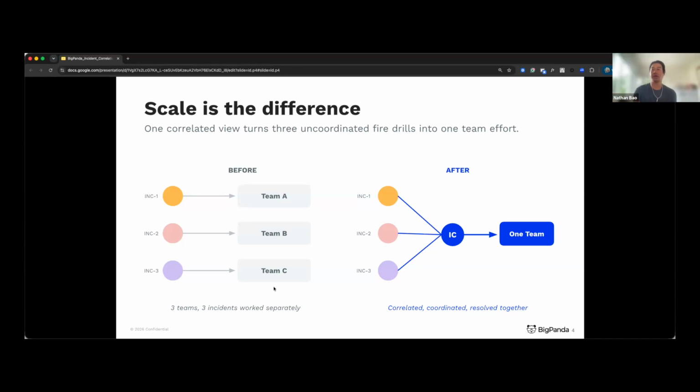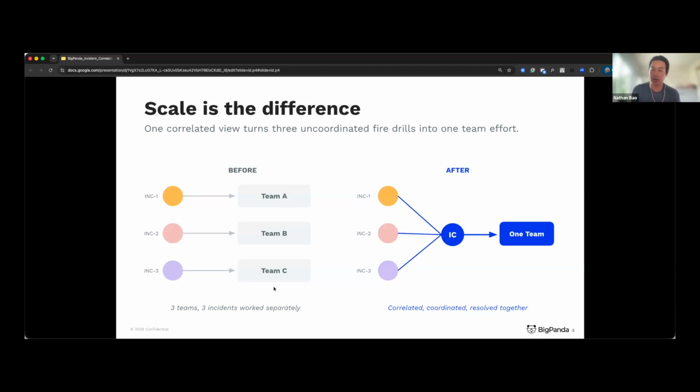Yeah, I think the coordination piece is really important. The path to root cause is a lot clearer with incident correlation. We brought you in, you joined BigPanda, and we've been making a shift to agentic IT ops.